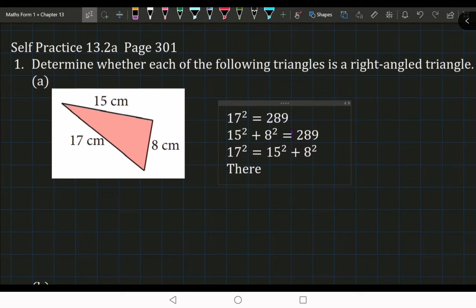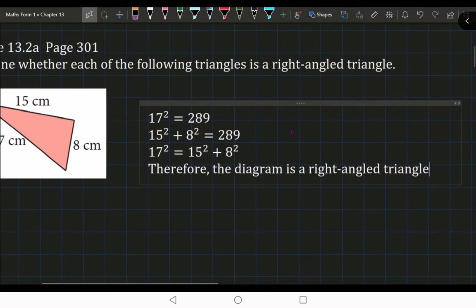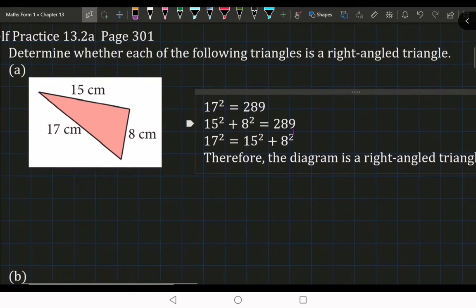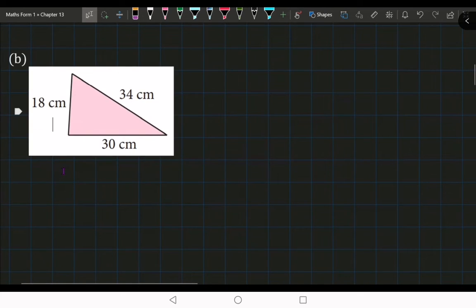Therefore, the diagram is a right angle triangle. You need to have a dash. It should be a right angle triangle. So be careful. How about this one? We can continue with this one.